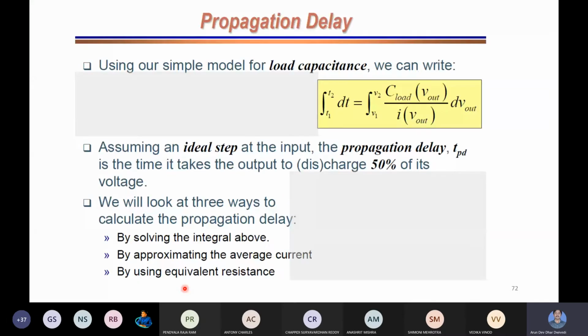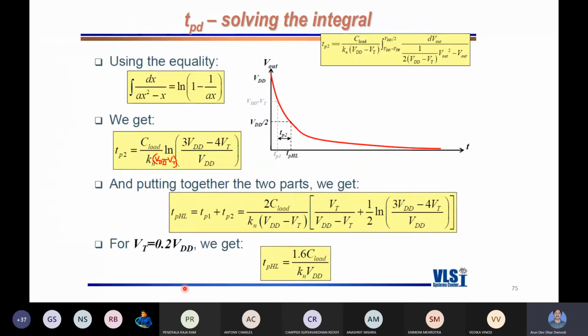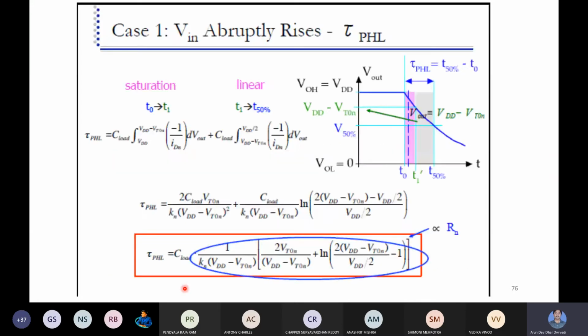So let us move forward. Suppose the differential method we used first and derived. In short, TPHL comes out as C load, 1 upon Kn, VDD minus VT0n, times 2 VT0n by VDD minus VT0n plus ln of 2 VDD minus VT0n divided by VDD by 2, minus 1. So this is C load times another term which is proportional to the on resistance of NMOS.